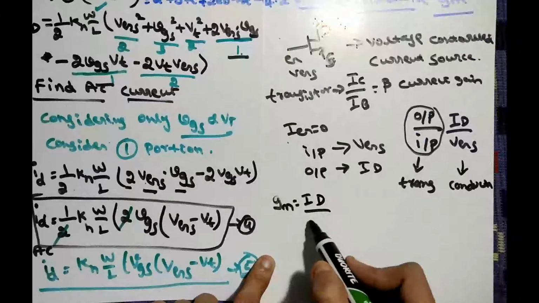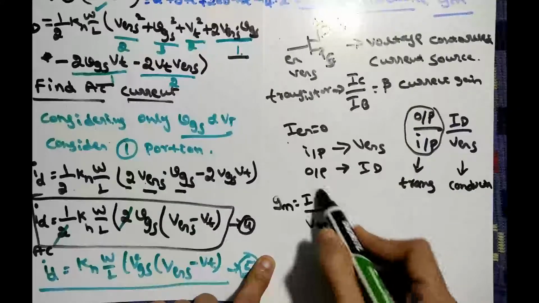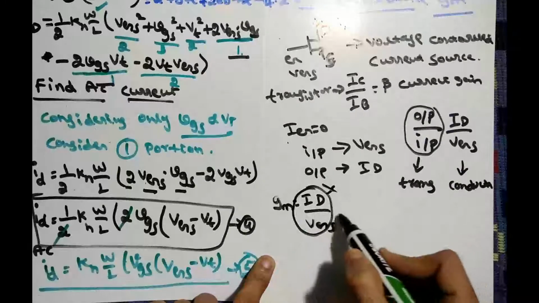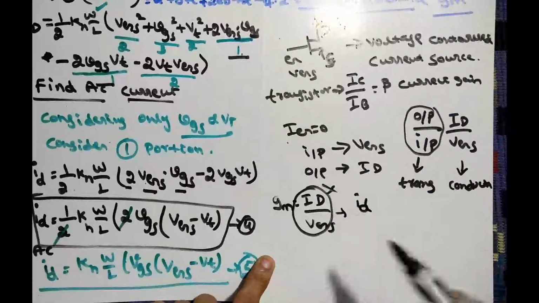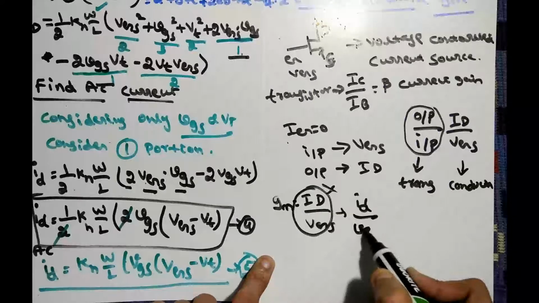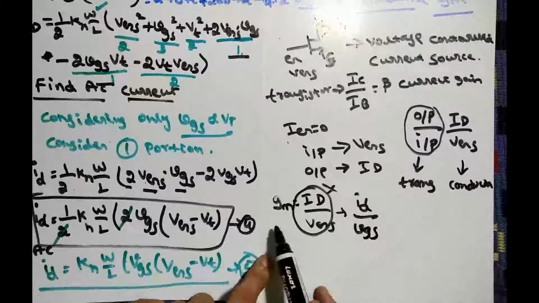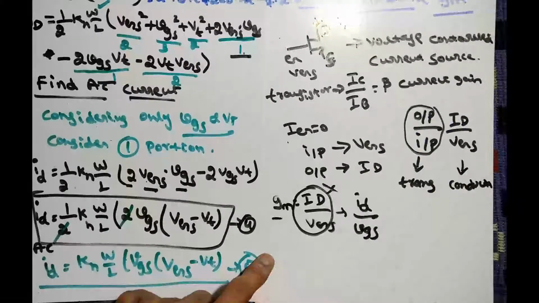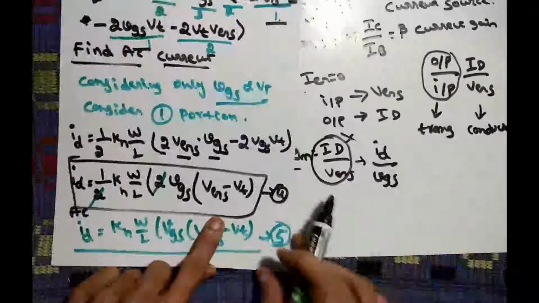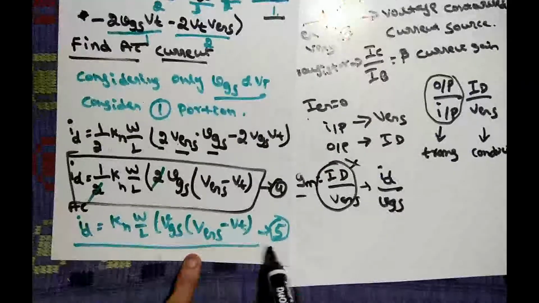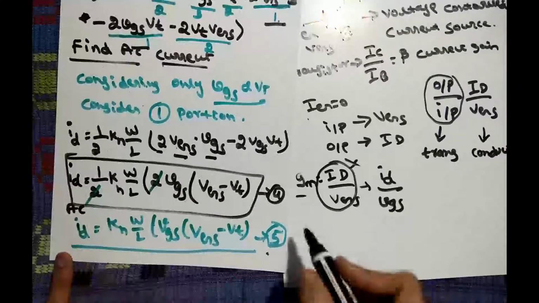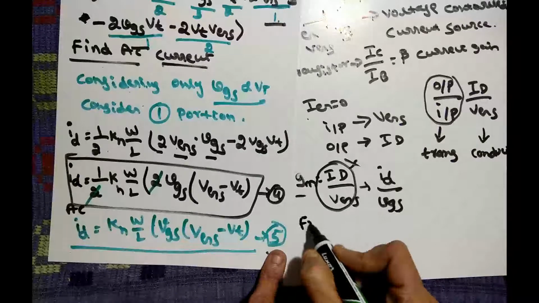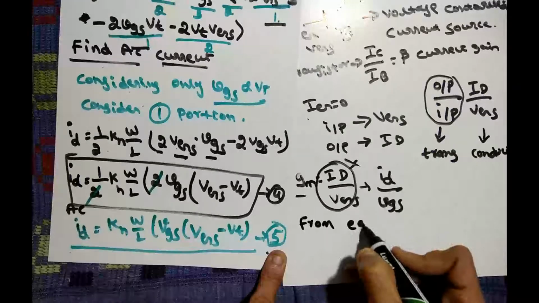We usually do not take this in the DC form. Okay, this is actually the DC form. You are taking it in the AC form, something like small ID and small VGS. So this is usually known as transconductance. For our case, we got the previous equation number 5. Small ID is this. Now we can find out GM from equation 5.